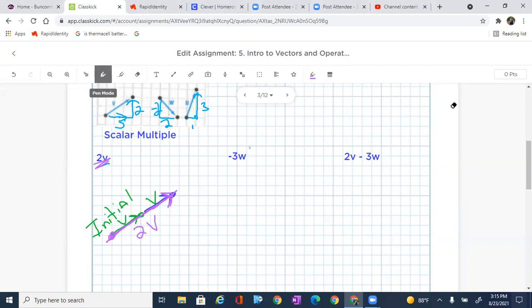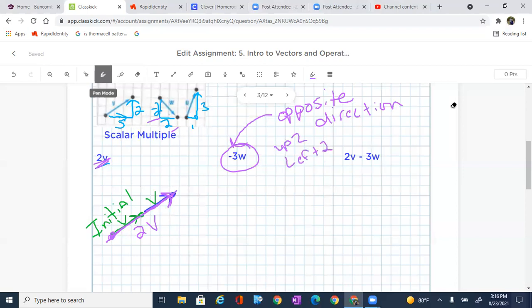Now, we're going to go to -3W. And one thing in previous videos, we were saying we have a scalar multiple of -3, which means that this is now the opposite direction. And that doesn't mean that all of a sudden the slope turns into a positive. It just means that we have to go in the opposite direction of what W is doing. So you'll notice that right now W is going to go down 2 and right 2. So we want to think of it as up 2 and left 2. That is the opposite direction.